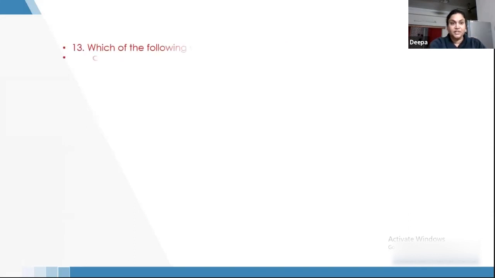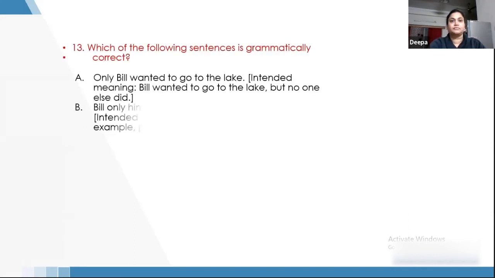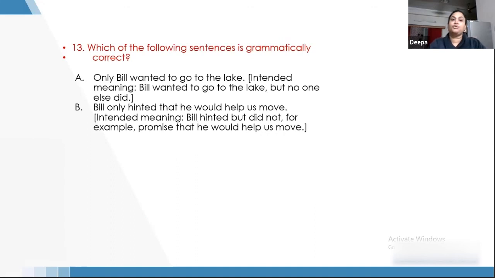Let's go to the 13th question. Only Bill wanted to go to the lake. Intended meaning is Bill wanted to go to the lake, but no one else did. Bill only hinted that he would help us move. Intended meaning is Bill hinted but did not, for example, promise that he would help us move.